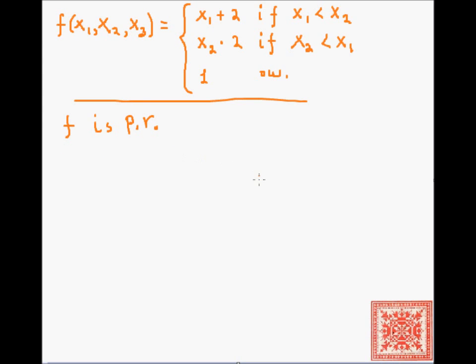By the previous theorem, because all of the functions and predicates and constants are primitive recursive, obviously, this is primitive recursive, and this is primitive recursive, and this is primitive recursive, and this is just the successor of 0. So f is primitive recursive.